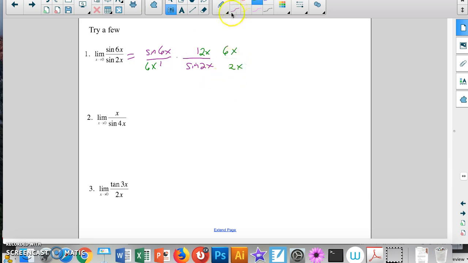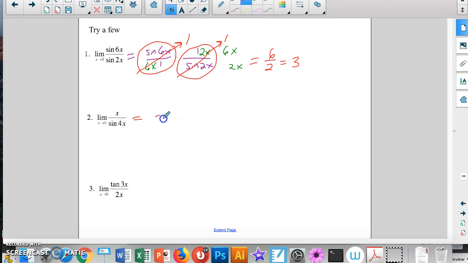Okay. So now when you look at it, I've got this one going to 0, so that whole thing is going to end up going to 1. This 2x over sine 2x is also going to 1, according to the formula. And this 6x over 2x reduces to just 6 over 2, which is 3. So the limit is just 3. Okay? Let's look at the next one.